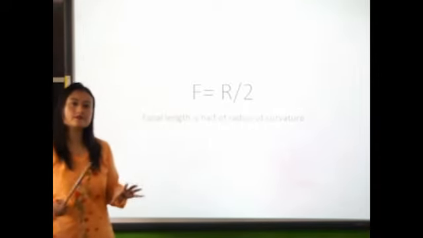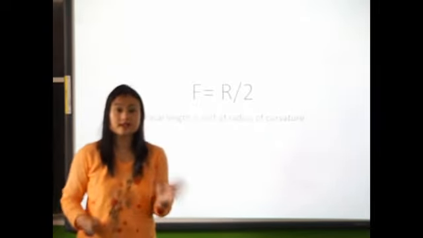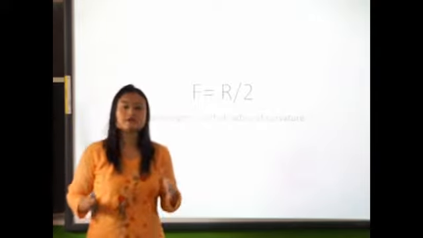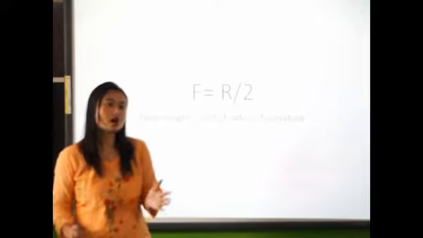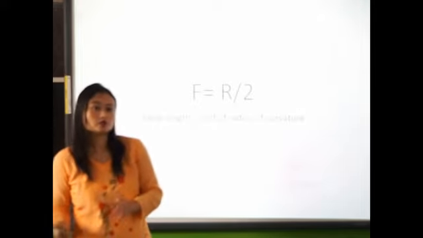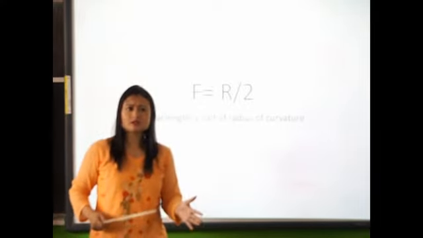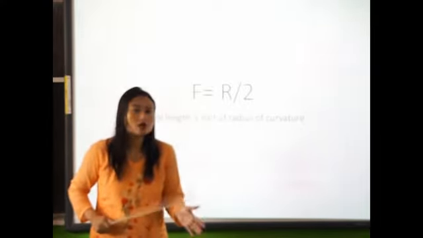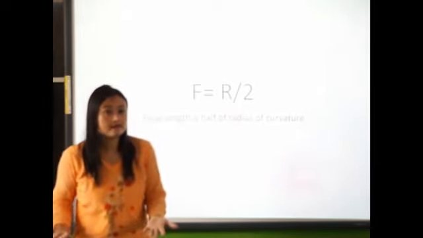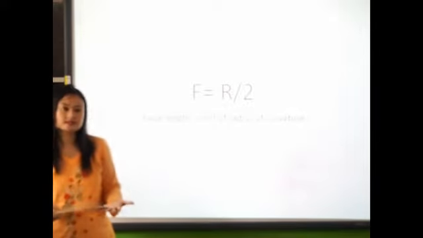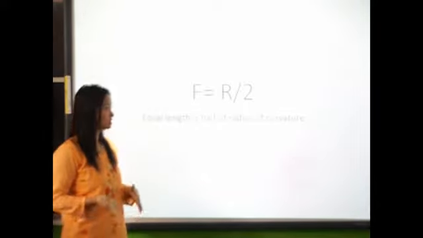So if the radius of curvature is 20, what will be the focal length? 10, because 10 is half of 20. If the radius of curvature is 30, what will be the focal length? Half of 30 is 15, so the focal length will be 15. If the radius of curvature is 15, what will be the focal length? Half of 15 is 7.5. So hope you understood this. Focal length is always half of radius of curvature.